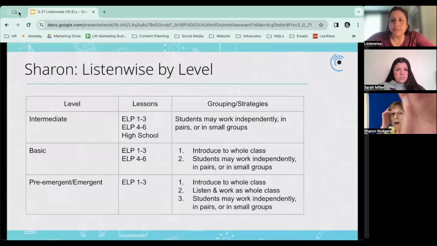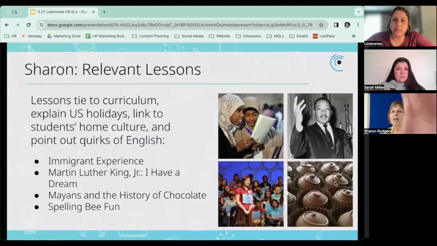And after that, those intermediate students need to do a lot more independent work. Those are the groupings and strategies that I tend to use that I find the most successful. And if you go on to the next slide, I'll talk about some of the things that I've used.